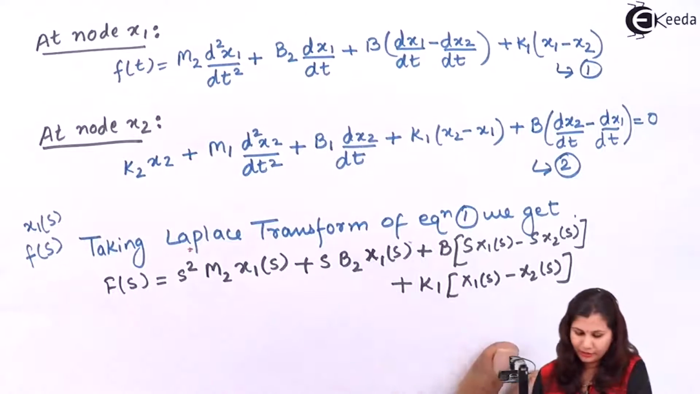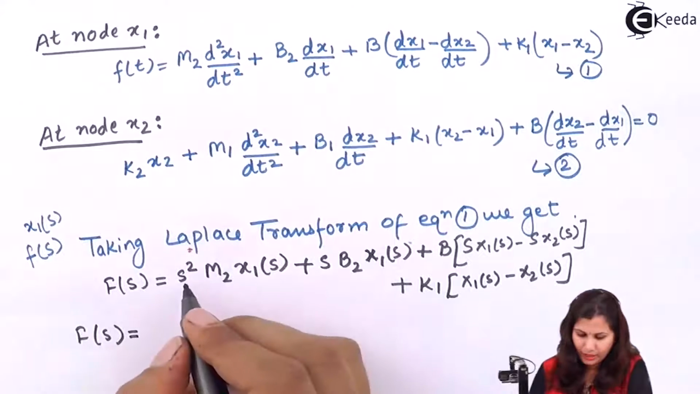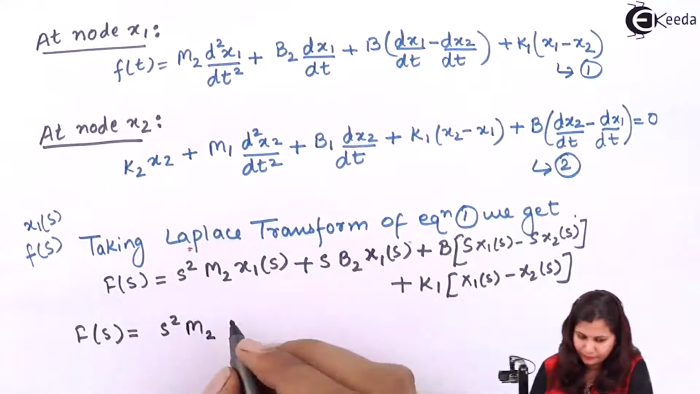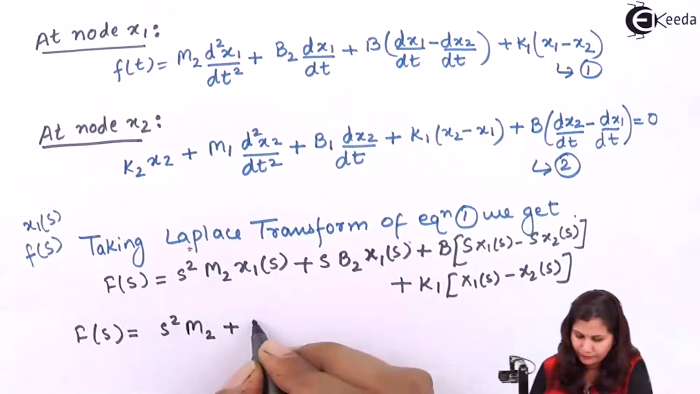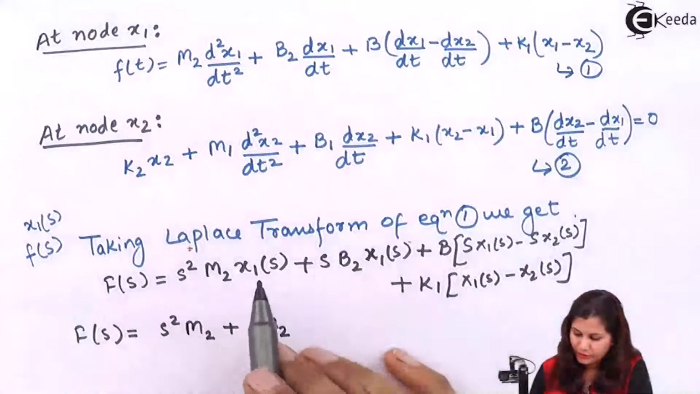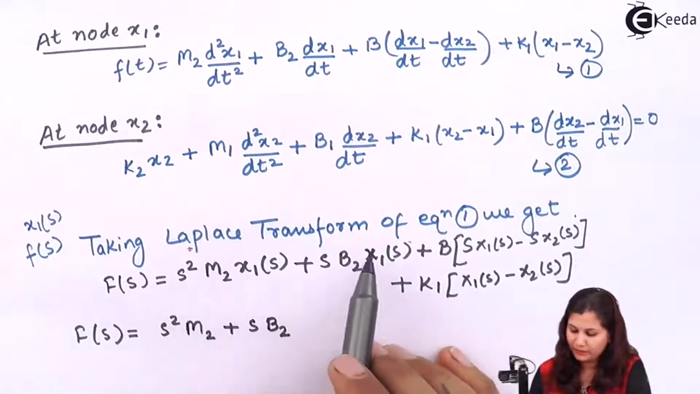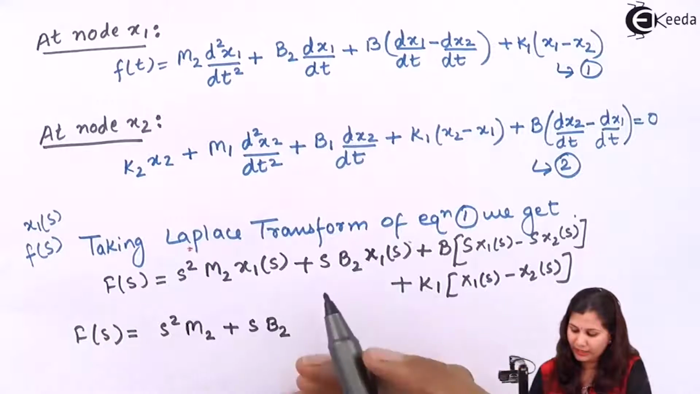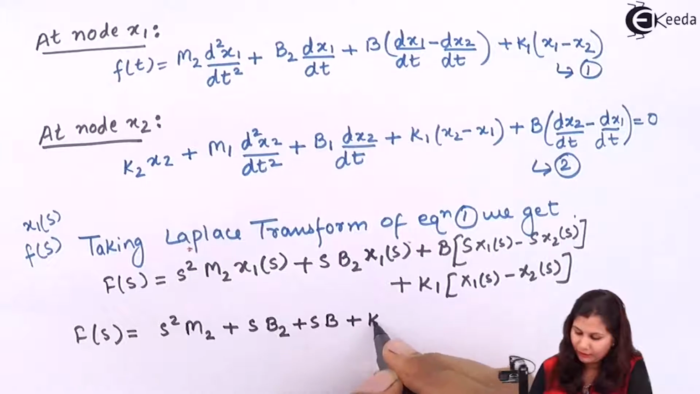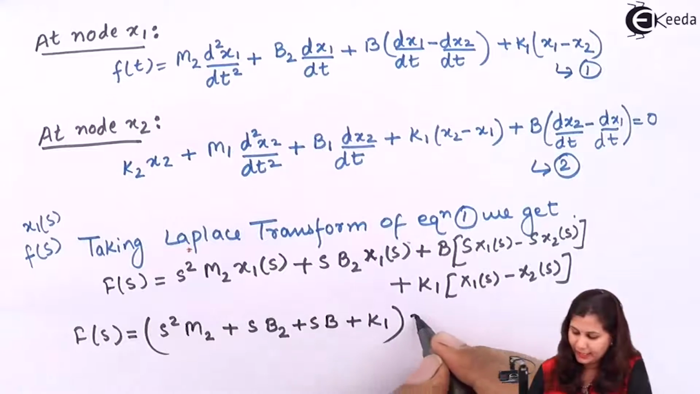Now rearrange the terms, we will get F(s) equals s square m2 plus b2 s plus, first collect the terms which have X1(s). Here also we have X1(s), so it is sb, and here we have k1, so this whole is multiplied with X1(s) taken as common.